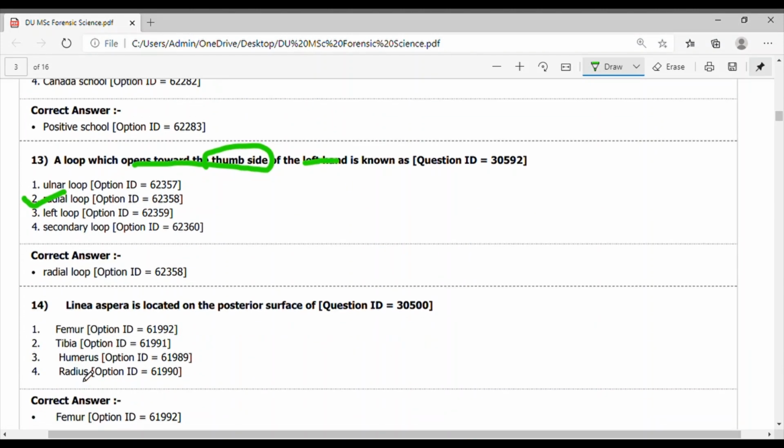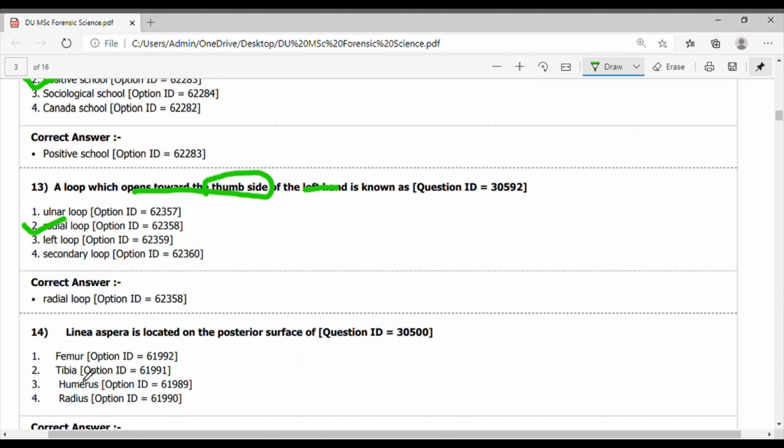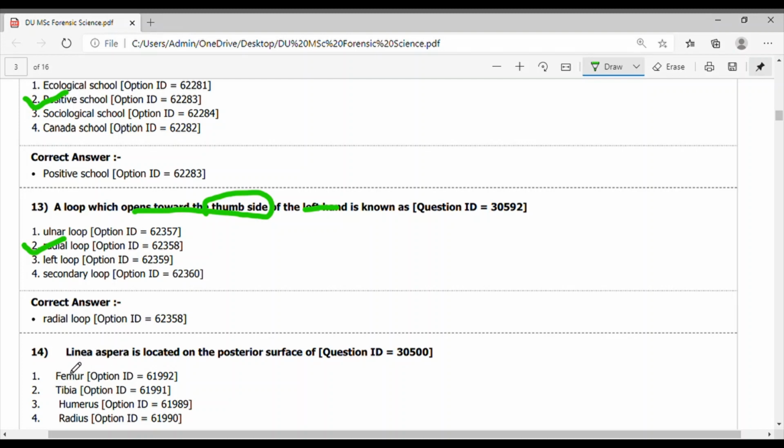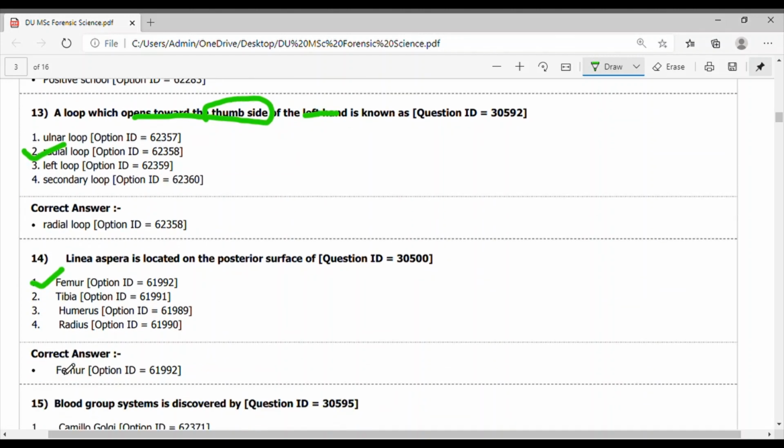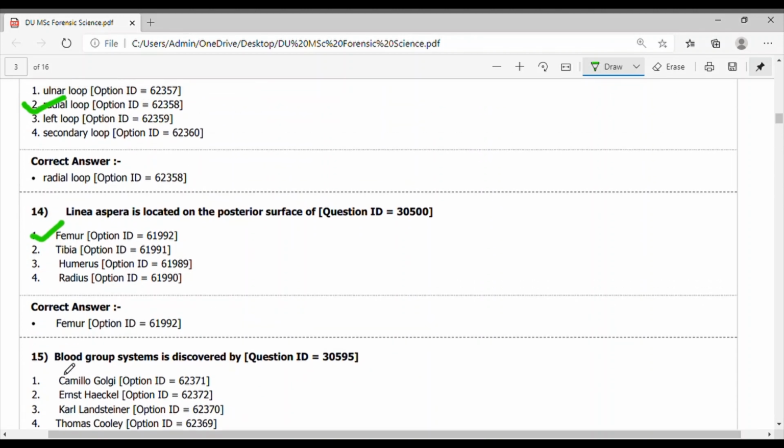Then another question, question 14. The linea aspera is located on the posterior surface of the femur. The answer is femur. And the blood group system was discovered by, this is very familiar, Karl Landsteiner, who gave the idea of all the blood groups.